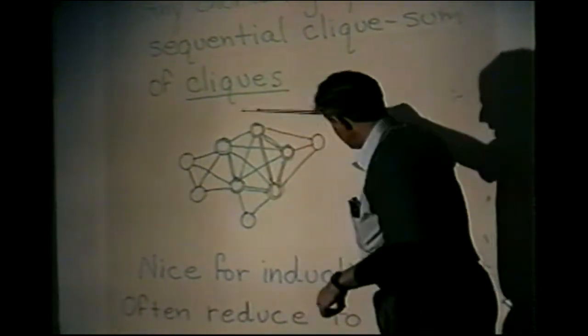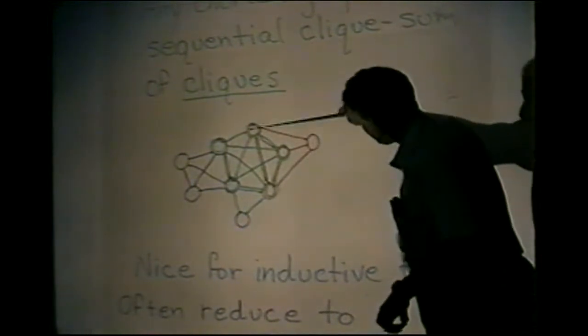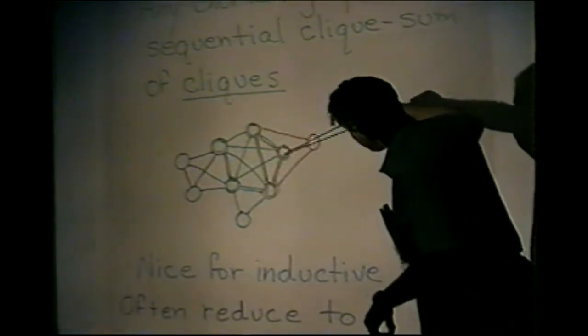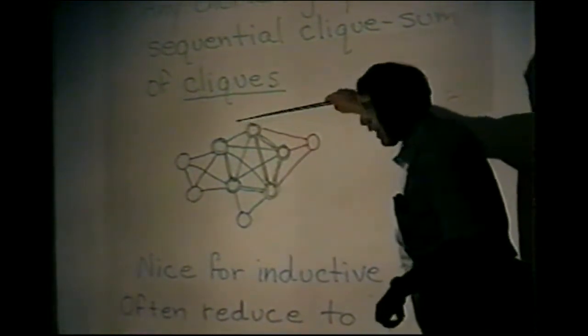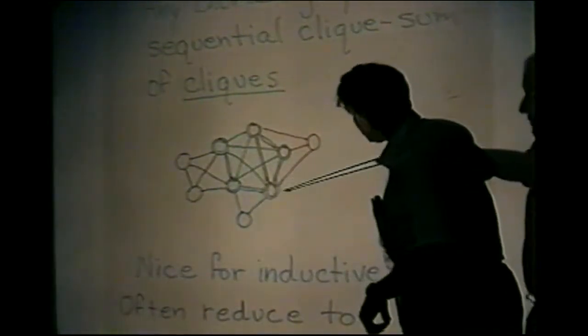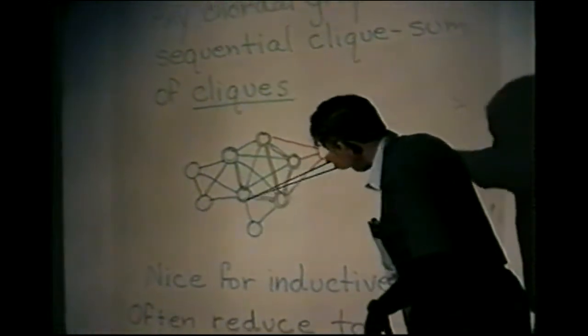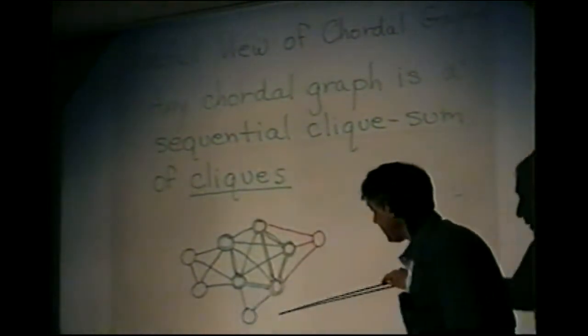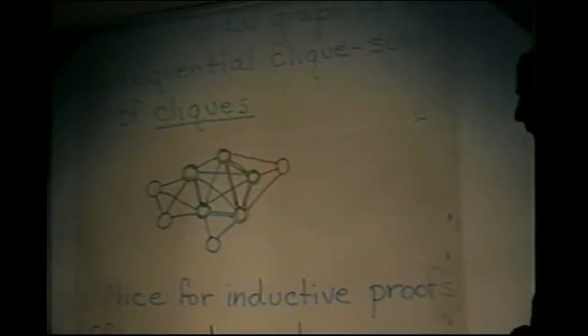Here it is. Now I take out another clique, say this red one, and I identify a subclique of the new clique with a subclique of the graph that I've constructed thus far, and I get a new graph. And I continue. Here's a new clique. I identify a subclique of it with a subclique of the graph that I made so far. And I keep building up a graph. Okay? Well, it turns out that any graph that I build in that way is chordal. And furthermore, all chordal graphs can be built in this way. So this is a nice way to think of chordal graphs.